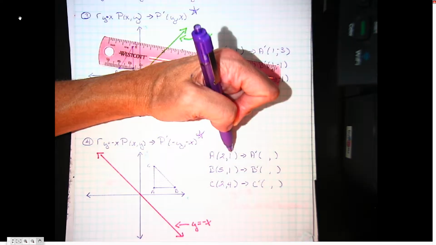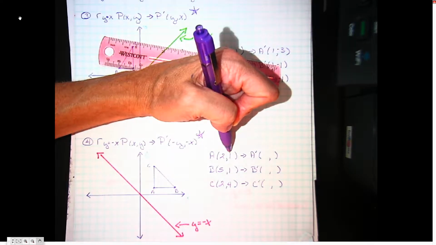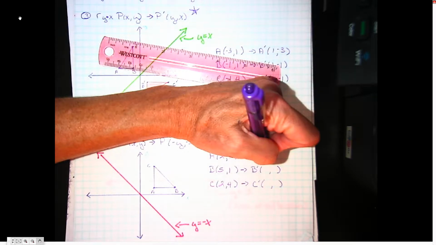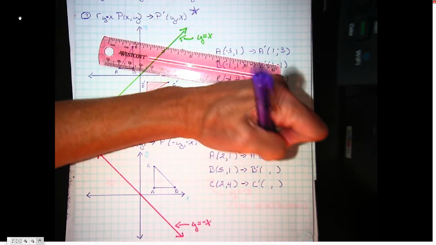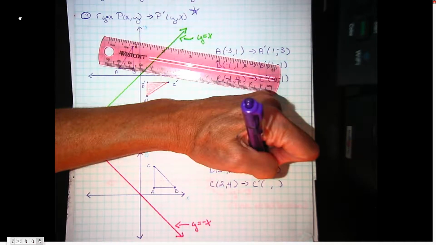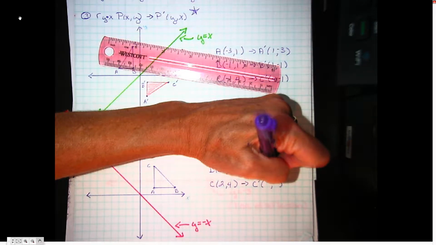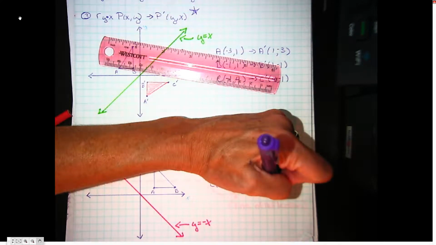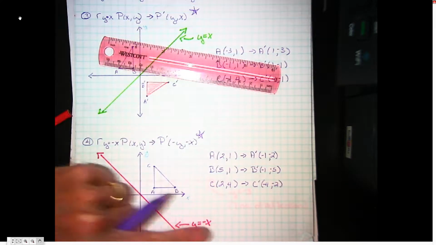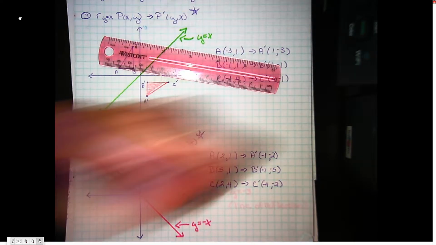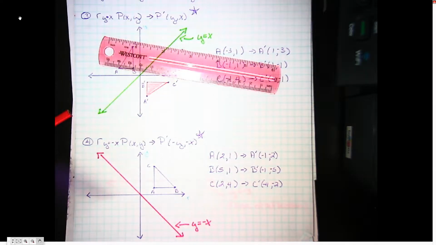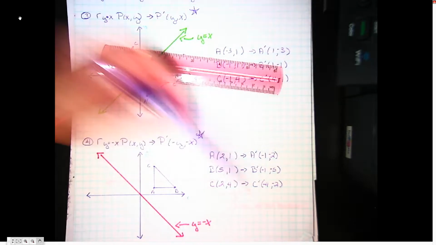So we're going to take these numbers, swap them, and change them all to negatives. So this is going to become (-1, -2), (-1, -5), and (-4, -2). All I did was swap them and change the signs. Now, if they were negative to begin with, I would have made them positive, but they're all positive, so I'm going to make them negative. Okay, so let's go ahead and plot these and see what it looks like.